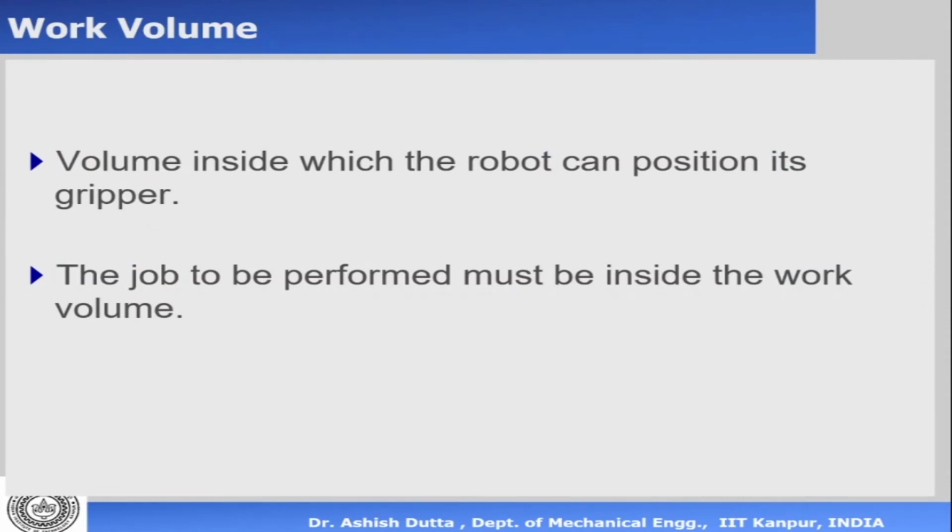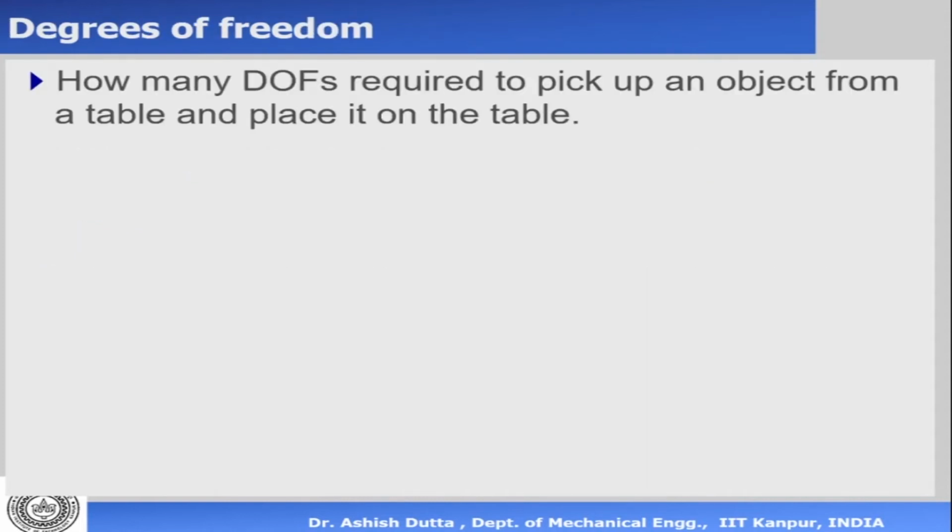So we have said that the work volume is the volume inside which the robot can position its end effector, with a gripper. Now the job to be performed must be inside the work volume. Of course, if you try to do a task outside the work volume, you cannot, because the base of the robot is fixed, so it cannot move. Now let us move on and try to answer this question about the degrees of freedom required.